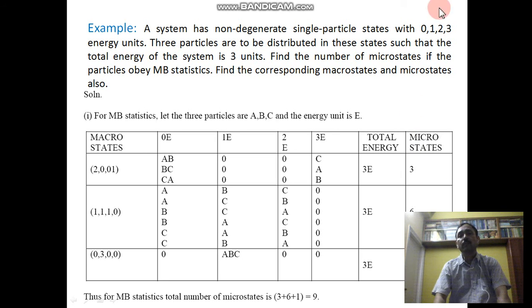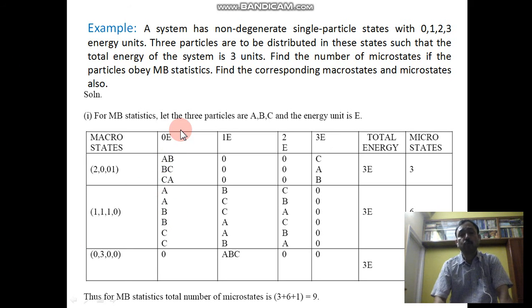So we have 4 energy states. One is 0, that means 0 E. 1 means 1 energy, 2 energy, 3 energy. Now we have 3 particles in this system. So we will represent these 3 particles as A, B and C. As already stated, it is following Maxwell-Boltzmann statistics. That means the particles are distinguishable.